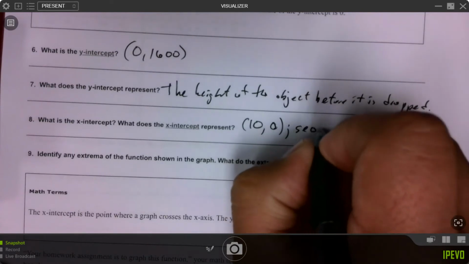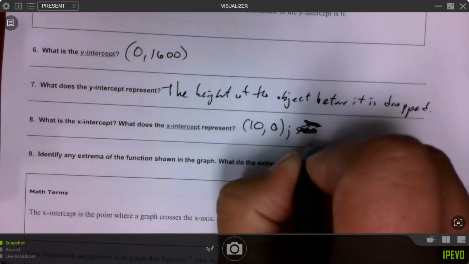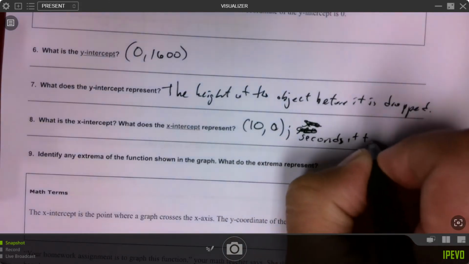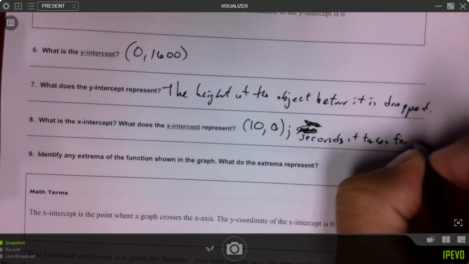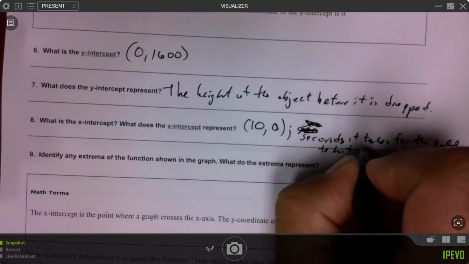Or I'm going to be more specific. I didn't write it very well there. The seconds, I keep writing "seo". I'm forgetting the C. The seconds it takes for the ball to hit the ground or reach the ground.